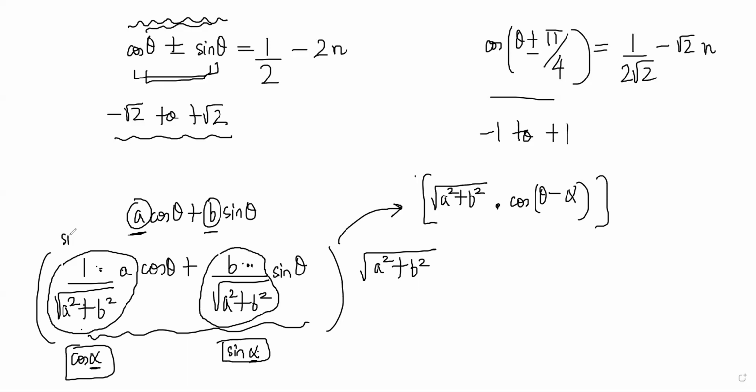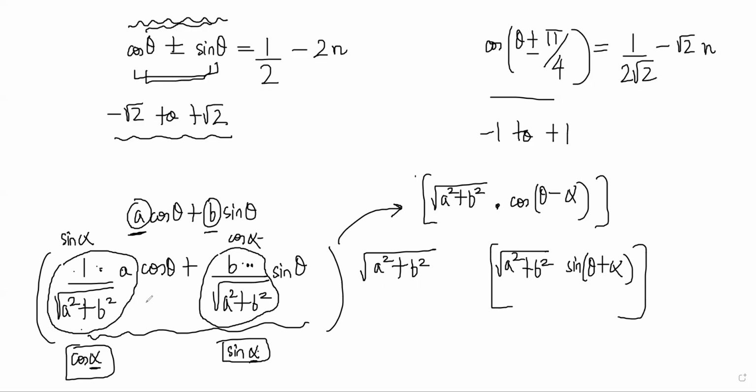Instead, you could also have written this as sine alpha and this as cos alpha. You could have written the whole thing as root of a square plus b square times sine of theta plus alpha. The point is the same because when you square it and add it, it becomes 1. So both can be written as sine alpha or cos alpha, whatever.